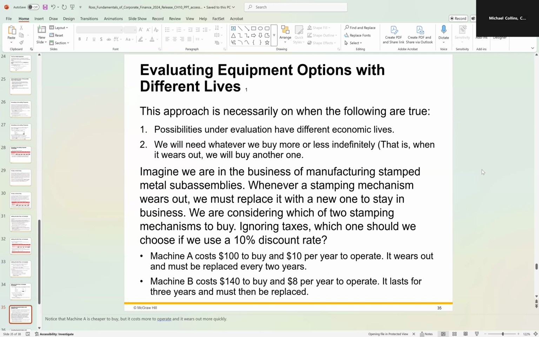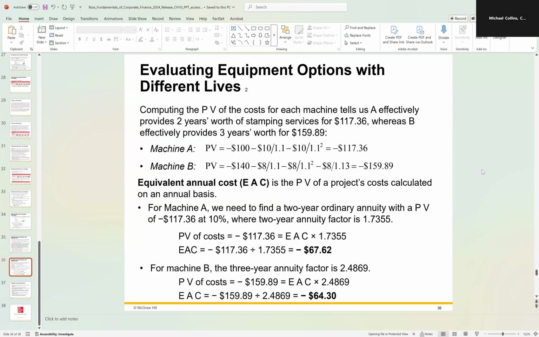This approach is necessary, so again, evaluating equipment options with different lives. So you're trying to look at maybe a cheaper option that is shorter lived versus a more expensive option that has a longer life. Machine A costs $100 to buy and $10 per year to operate. It wears out and must be replaced every 2 years. Machine B costs $140 to buy and $8 to operate. It lasts 3 years and then must be replaced. Computing the present value of the cost for each machine tells us A effectively provides 2 years worth of stamping services for 117, whereas B provides 3 years worth for 159.